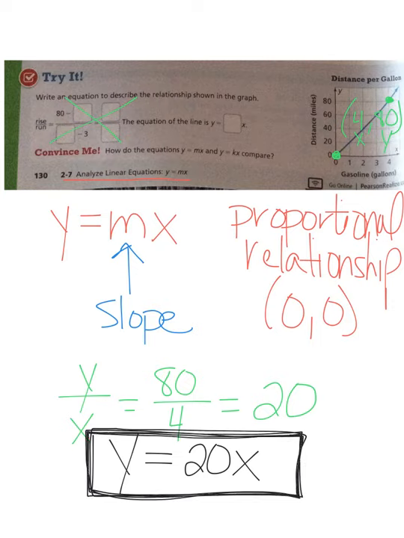Finding the missing part of our equation. Why can we write it like this? Because it goes through 0, 0.